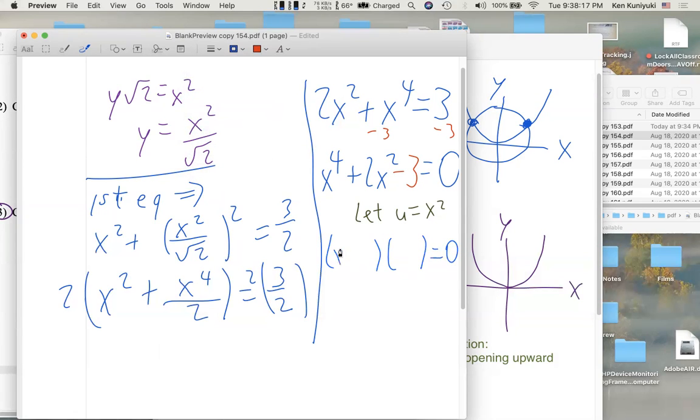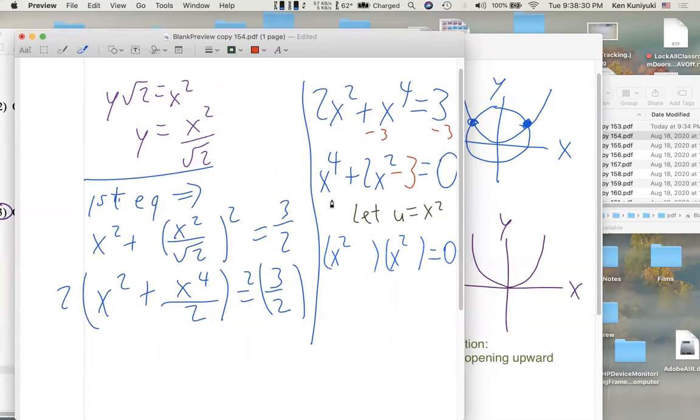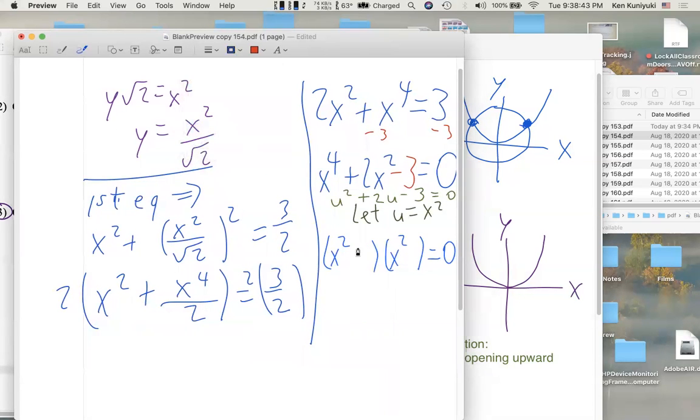Except instead of x's here, we have what? Instead of x's, we use x squareds. If that confuses you, you can do the substitution, right? The substitution will get you u squared plus 2u minus 3 equals 0. So it's like an old school factoring, except we have x squareds here, not x's.